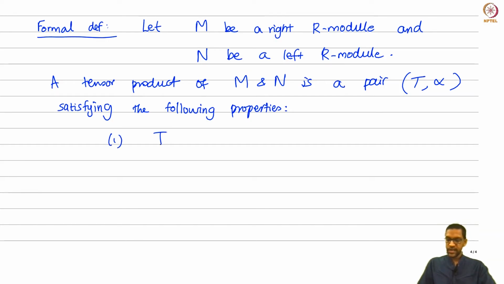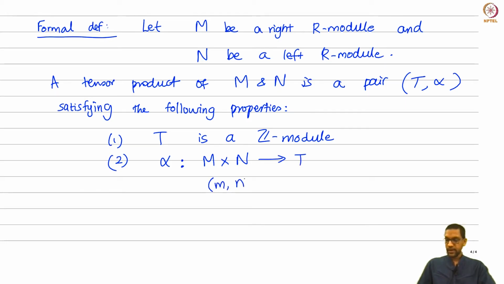One, so what is T? T is a Z module. Okay, so if you take the tensor product of two R modules, the answer is only a Z module. It's only an abelian group. What is alpha? Well, alpha is a map from M cross N to T, which has the following property.